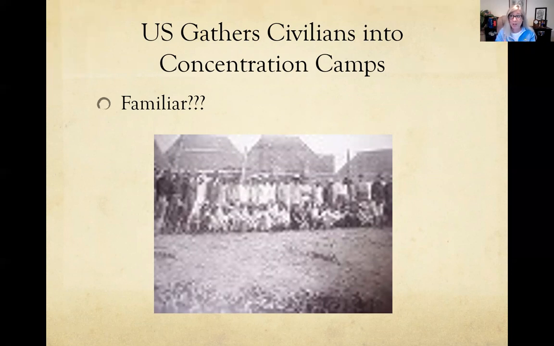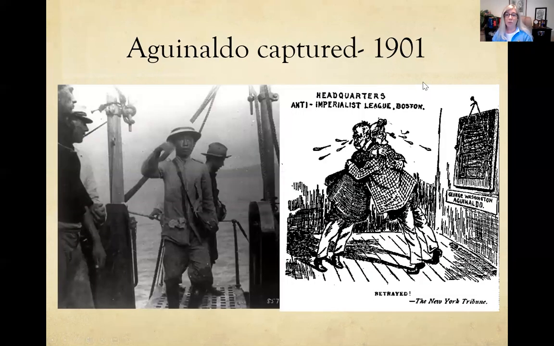Isn't this exactly what Spain did to the Cuban people who followed Jose Marti? It's the same thing. And now the United States is doing that as well. So this is a bad look for the United States in the Philippines.